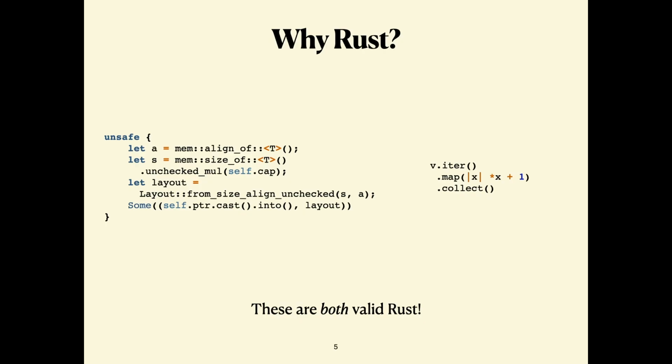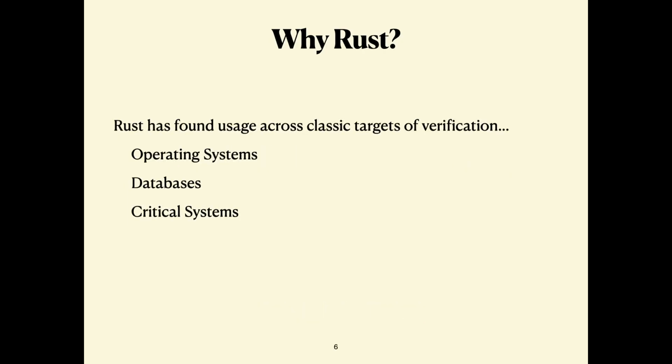So you can also just work with iterators. A very common feature of Rust is we love iterators, we love chaining iterators, we love closures as well, mapping things, filtering, all this fun stuff. This combination of features has meant that Rust has very quickly moved into a lot of the traditional targets of verification, so things like operating systems. There are a lot of operating systems projects out there written in Rust.